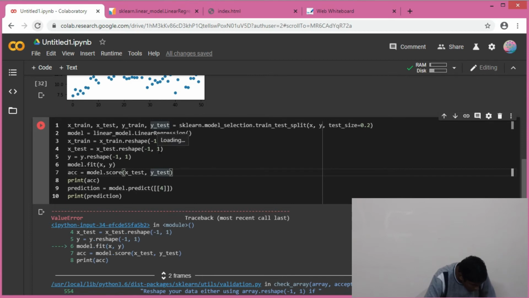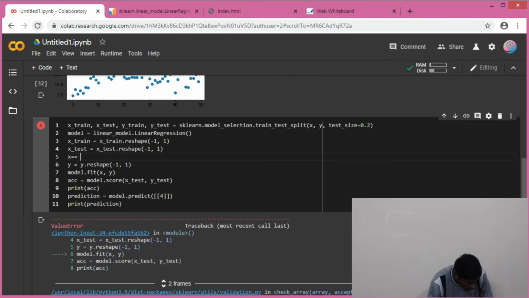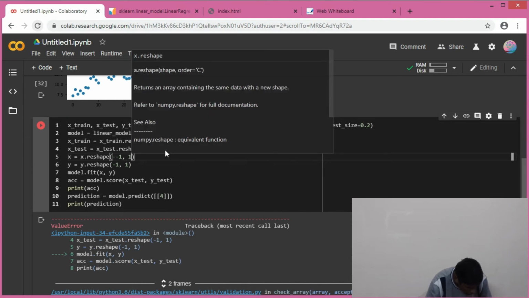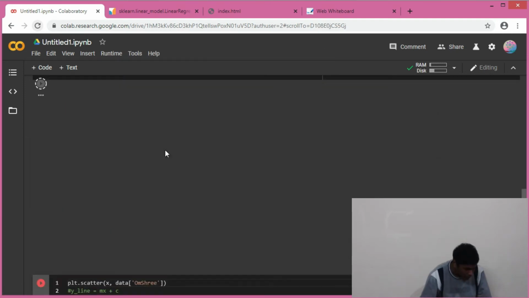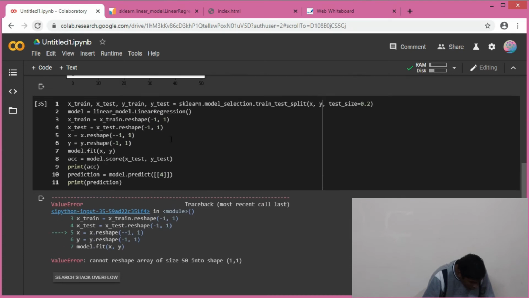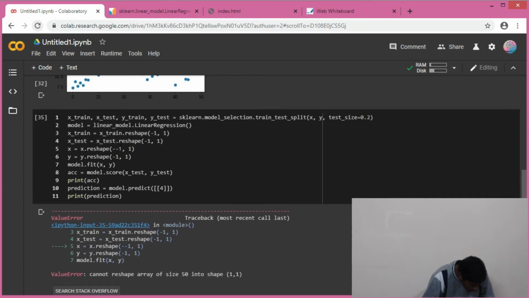So it's in x and y. But for my x, okay, so now since I'm using x, I need to give it for my x as well. So x equals x dot reshape minus 1 to 1. Oh shit, it was minus 1, right? Yeah.